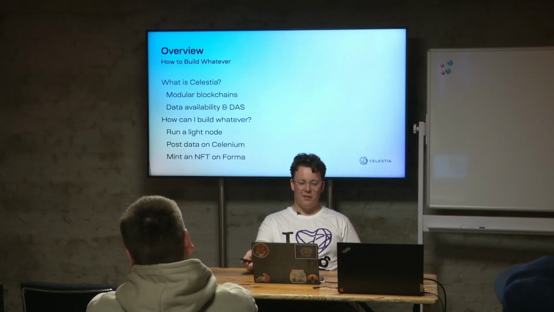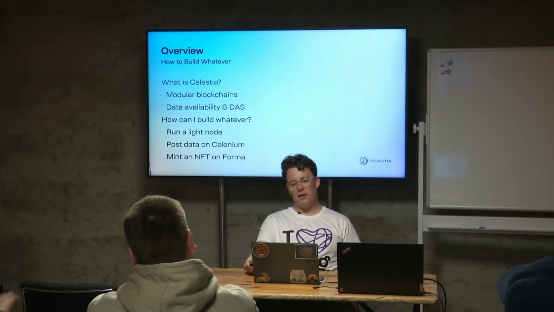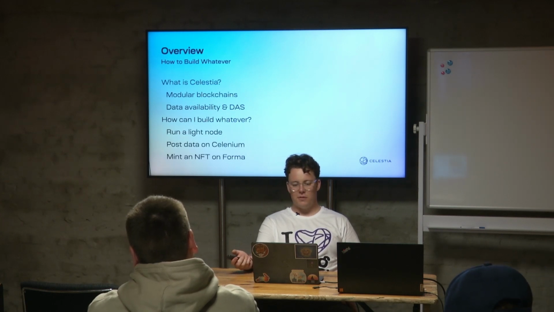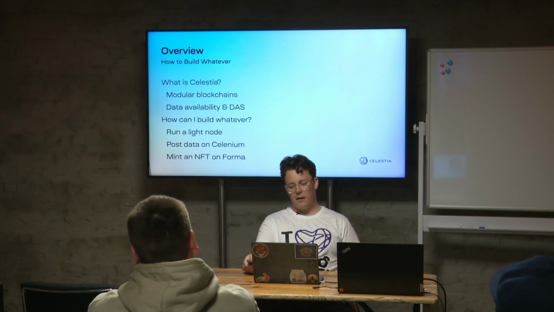And we're going to run a light node. This time we're going to be able to do it in our browser, which is pretty sweet. We're going to post some data on Celestia, which is also something that's relatively new. And we're going to mint an NFT on a sovereign rollup, which is going to be a little bit different than we're used to because we're going to be using MetaMask, so an Ethereum EVM wallet, instead of Keplr. We already have some TIA that's been bridged over for that.